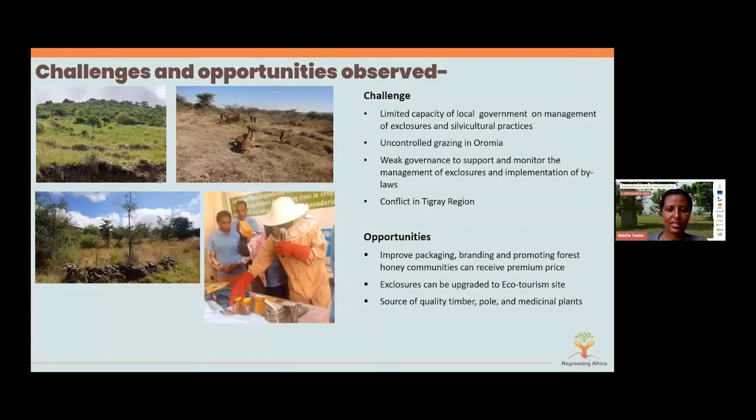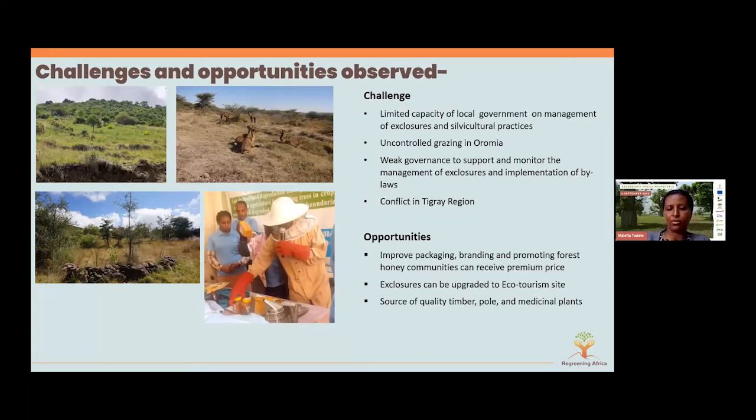In the past 4 years, we have also faced some challenges. The main challenge we faced was, first, the limited capacity of the local government on the management of exclosures and silvicultural practices. There was also uncontrolled grazing in these exclosures in some parts of the country, and the conflict in the Tigray region was the main challenge. We also witnessed some opportunities in these restored exclosures.